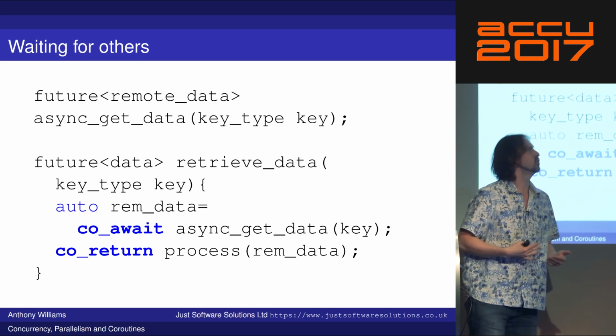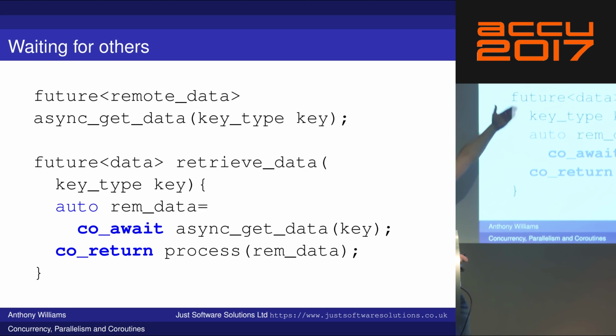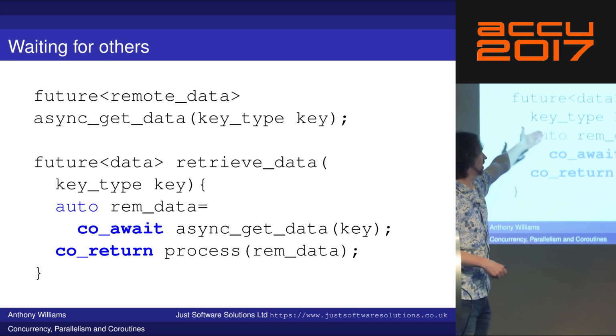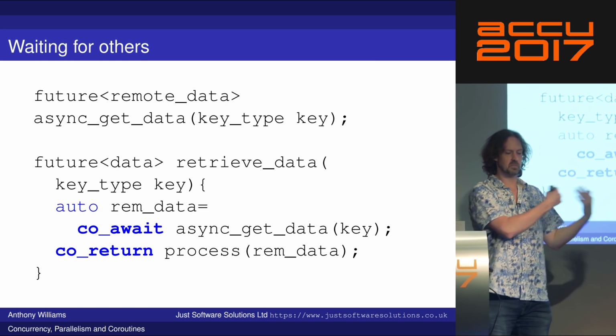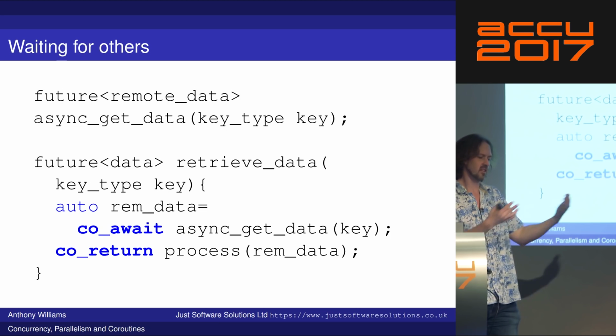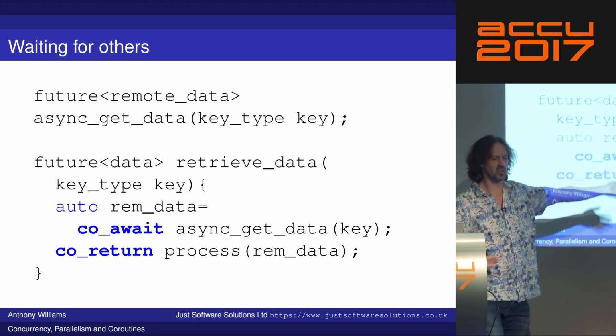On the flip side, if we've got some function which may or may not be a coroutine that returns a future, then our coroutine can wait for the future. So we can call co-await, and at this point the coroutine will be suspended. When the future is ready, the coroutine can be resumed, and then it can return the result of processing that value.